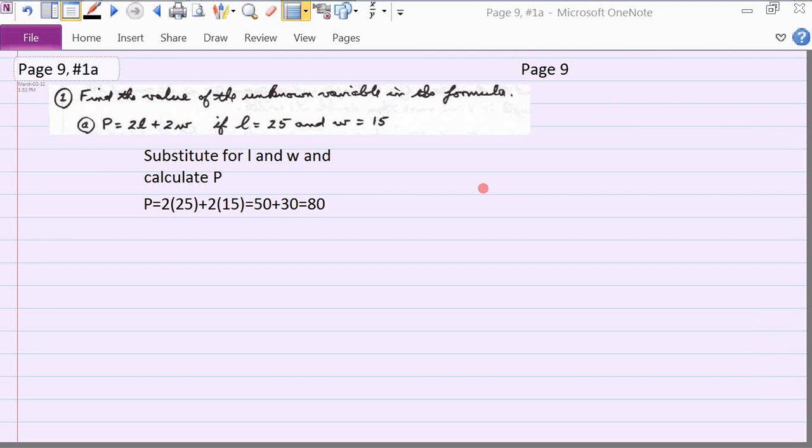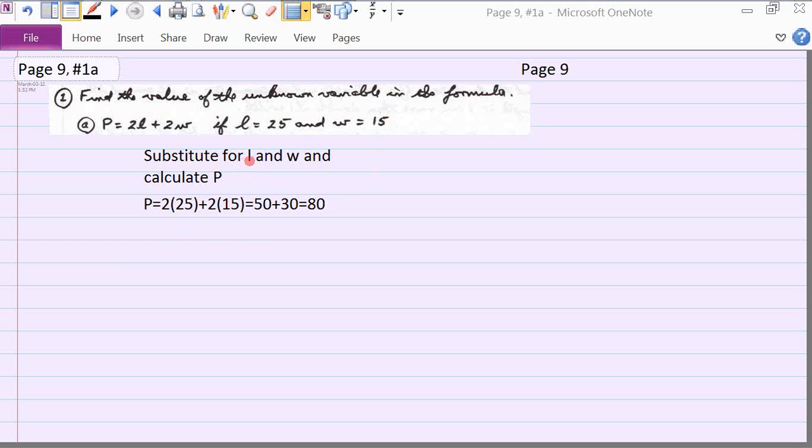We're on page 9 and we're going to do problem 1A. This problem asks us to calculate P given L and given W. This is the perimeter formula for a rectangle, where L equals the length and W equals the width.